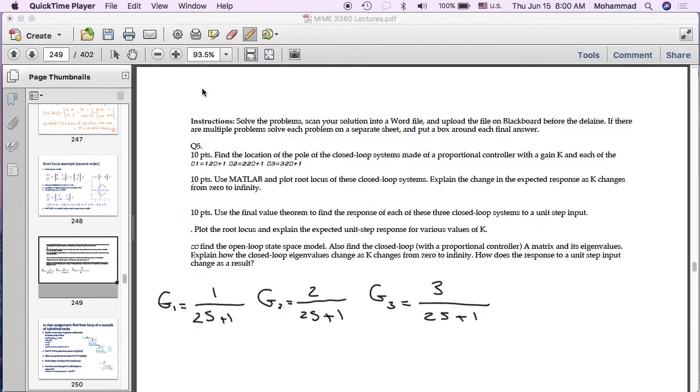So hello everyone. Let's get started by going over the last quiz. This was quiz number 5, and the first question was about these three transfer functions: G1, G2, and G3.